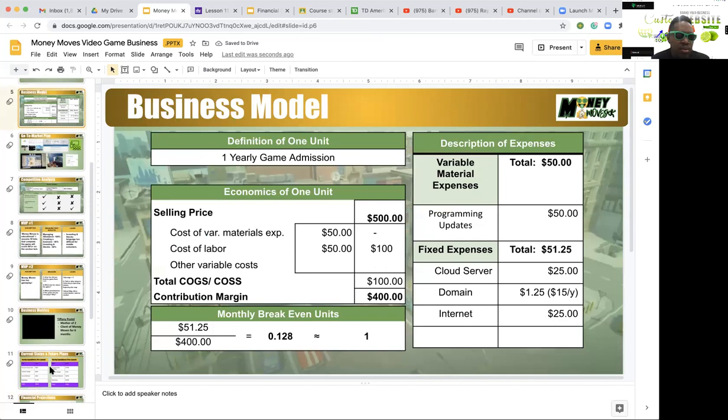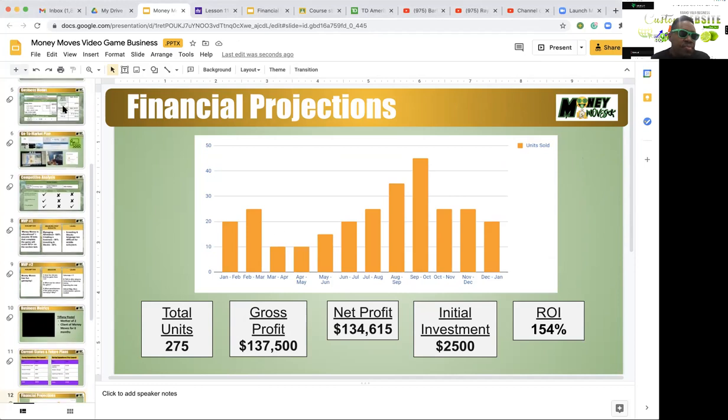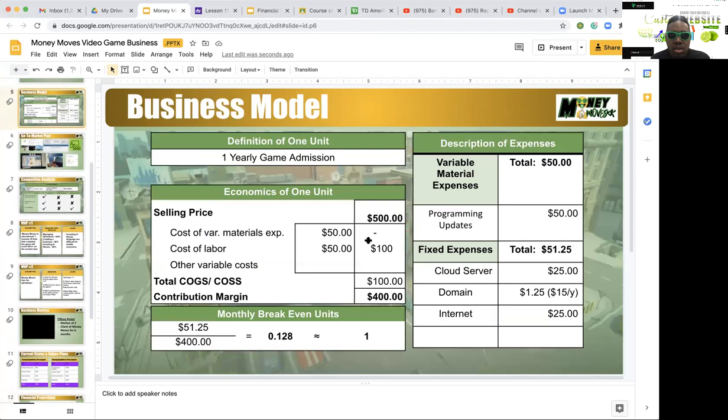So if I go down here, 500. Let's do the math. She says 275 times 500 equals. Here's her profit. See, she's in the money. So she makes a profit of $137,500. So what she has to subtract now, guys, is go here. This is her monthly fixed expense, which is $51.25.